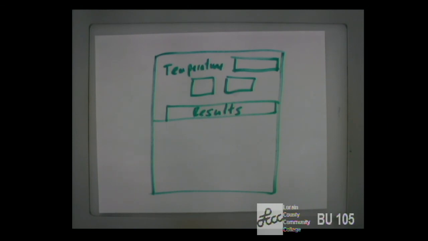All right. So I'm going to want to put the label and the text box in panel 1. I'm going to want to put the two buttons in panel 2, which I'm doing. And then I want the results label underneath. So.